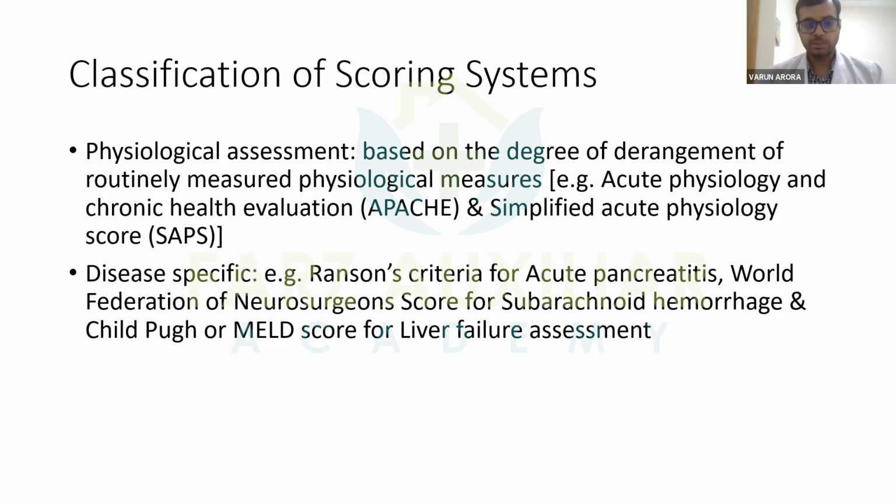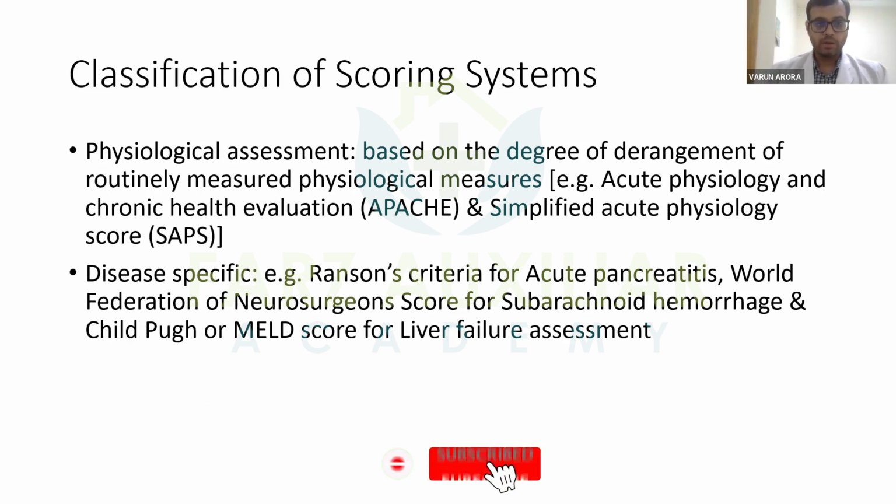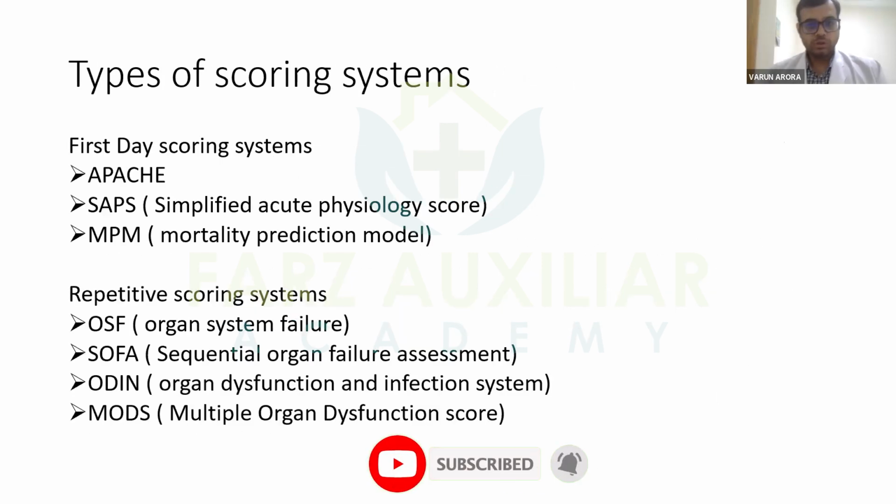And there are certain disease-specific scores such as Ranson's criteria for acute pancreatitis, World Federation of Neurosurgeons score for subarachnoid hemorrhage, and Child-Pugh or MELD score for liver failure assessment. Now, I'm not going into the disease-specific scores because they will be discussed with the specific disease, and I'm also not discussing the anatomical score, which will be discussed with trauma. So I'll be discussing the general scoring systems which we use in ICU patients.